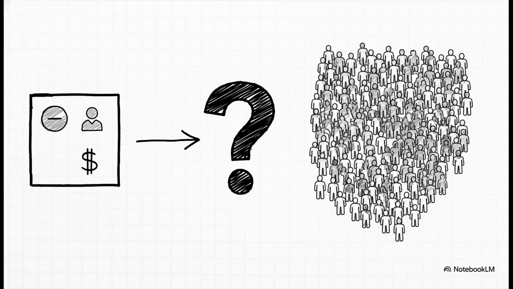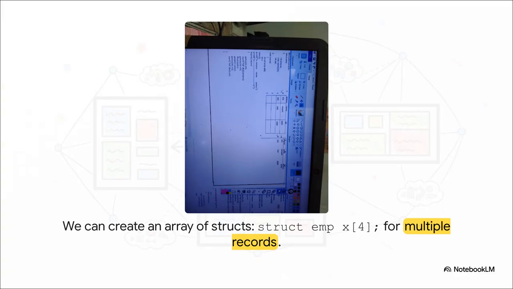Okay, this is awesome for storing one single employee's record. But wait a minute, our original problem was managing 500 employees. How do we scale this up? The answer is actually beautifully simple. We make an array. But instead of an array of integers, we create an array of our shiny new struct type. A little line of code like struct emp x[4] would create space for 4 complete employee records, all neatly organized one after the other.